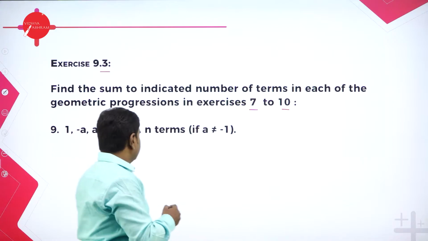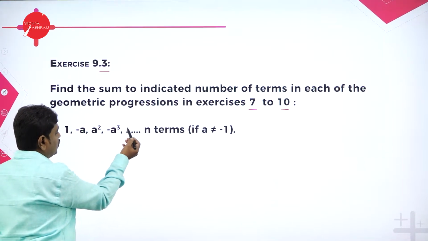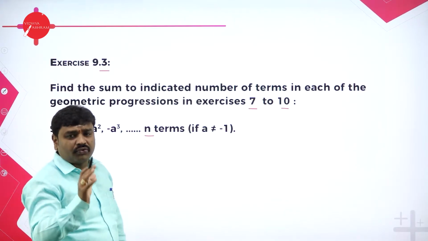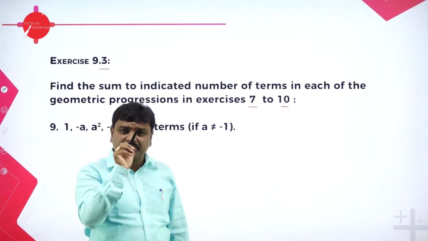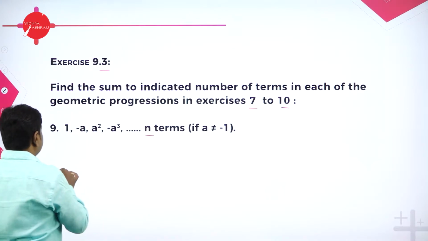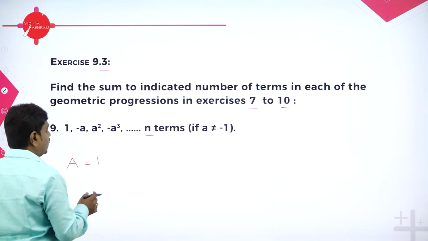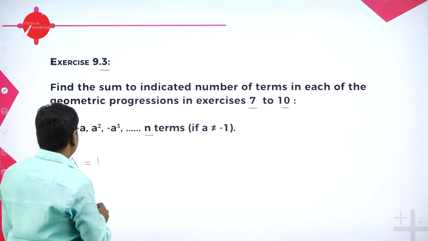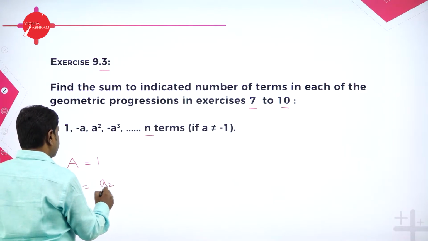So here they gave 1 minus a plus a square minus a cube, and so on till n terms. See, if you want to find the sum of n terms, we need to know the first term. First term generally we call it as a. Instead of calling it small a, let us name the first term as capital A. Capital A is 1, and I'm assuming small a as capital A, so that there will be no confusion. And common ratio, how to find the common ratio? Second term by first term.